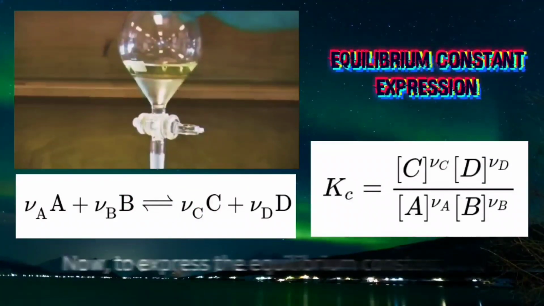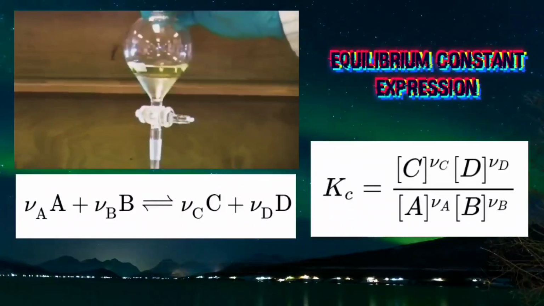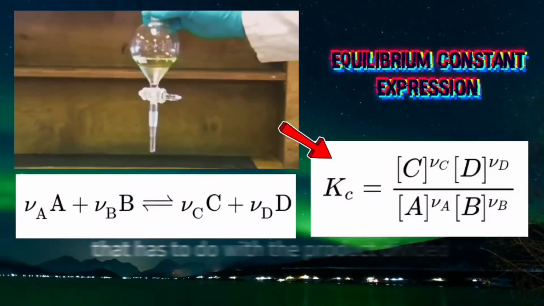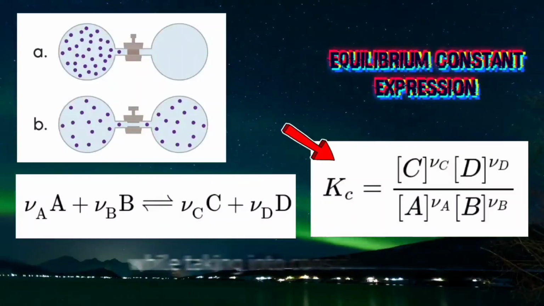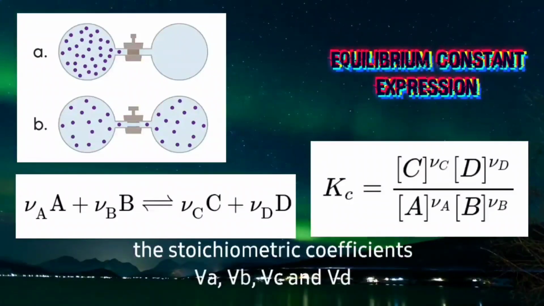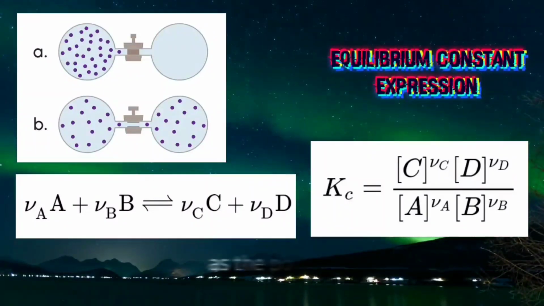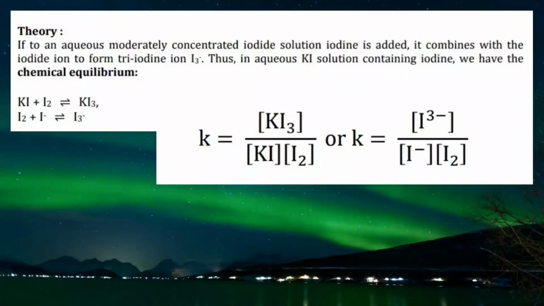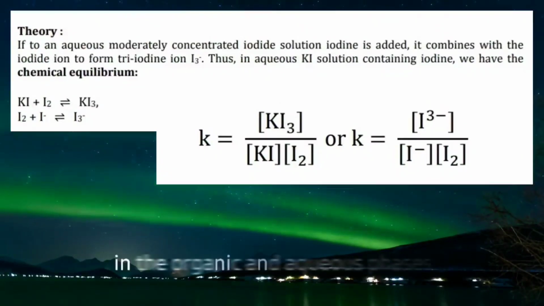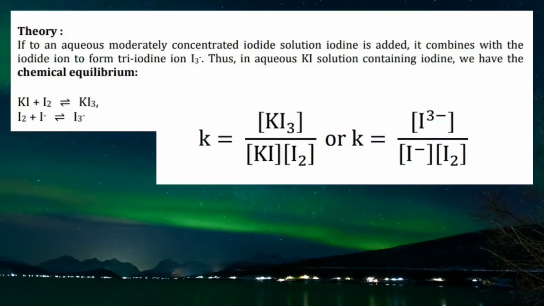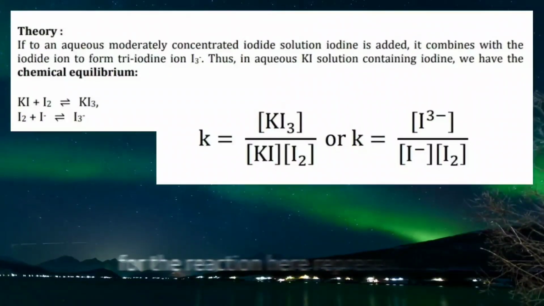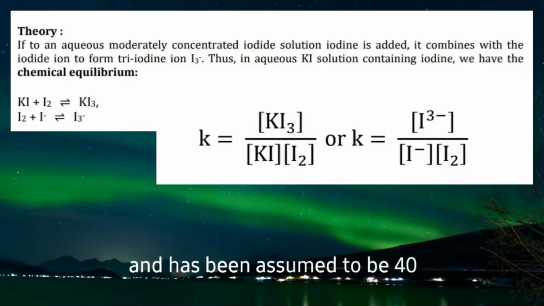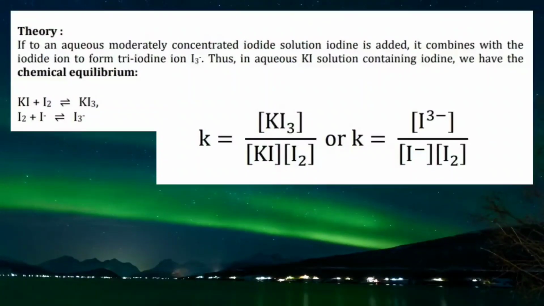Now, to express the equilibrium constant of such a reaction, you can employ this equation that has to do with the product divided by the reactant, while taking into consideration the stoichiometric coefficient. So in this experiment, the concentration of iodine in the organic and aqueous phase for the reaction here represented, whose equilibrium constant is known and has been assumed to be 40, would be determined.